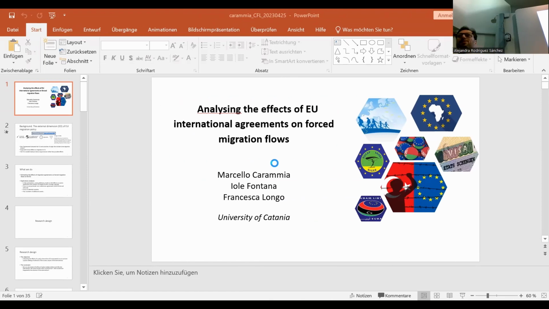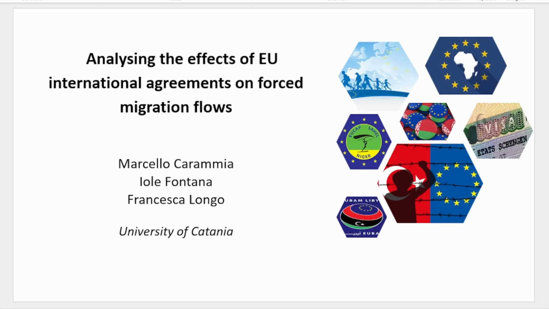A joint project with two colleagues from the University of Catania, where we try to estimate the effects that international migration agreements have on certain migration flows. So just some background. We focus on the case of the European Union and on what is known as the external dimension of EU migration policy. What is the external dimension of EU migration policy?